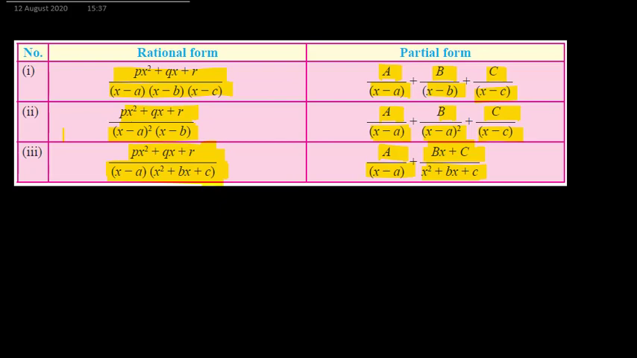Now if the fraction is an improper rational fraction, that means the degree of numerator is equal to or greater than the degree of denominator. Then what we do, we first divide the numerator by the denominator. We use the long division method, and then we have some quotient, and then we have remainder upon divisor.